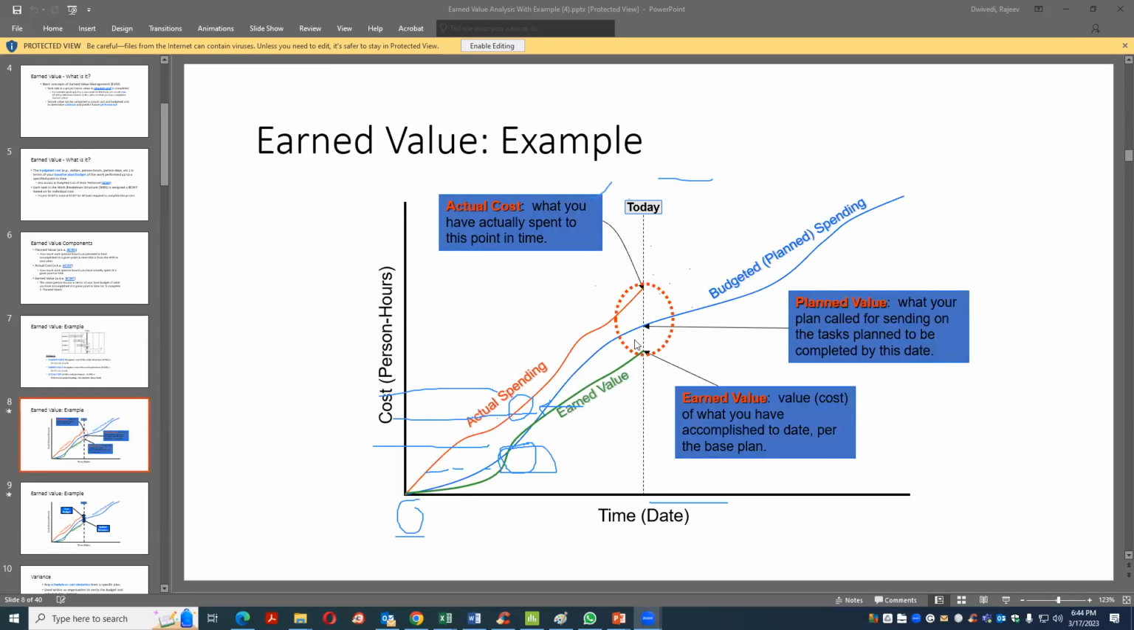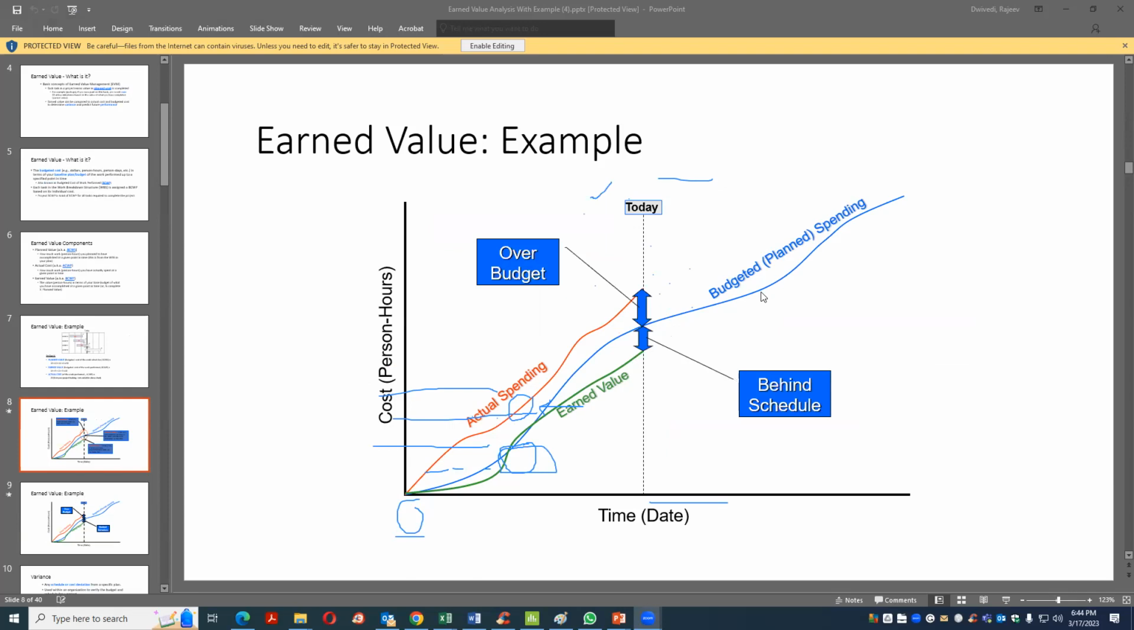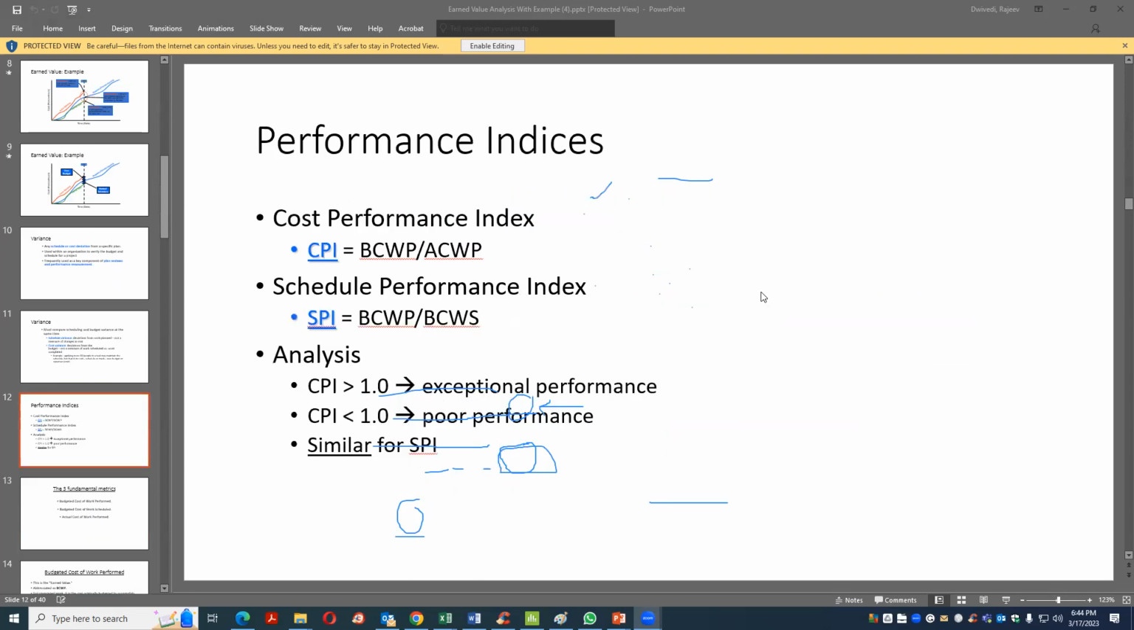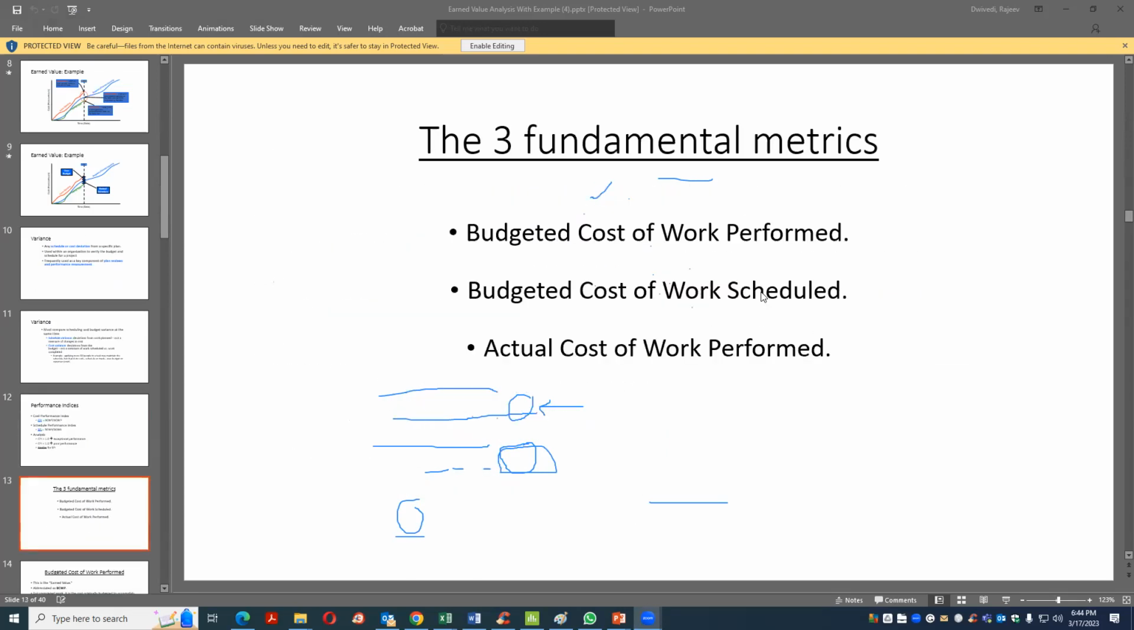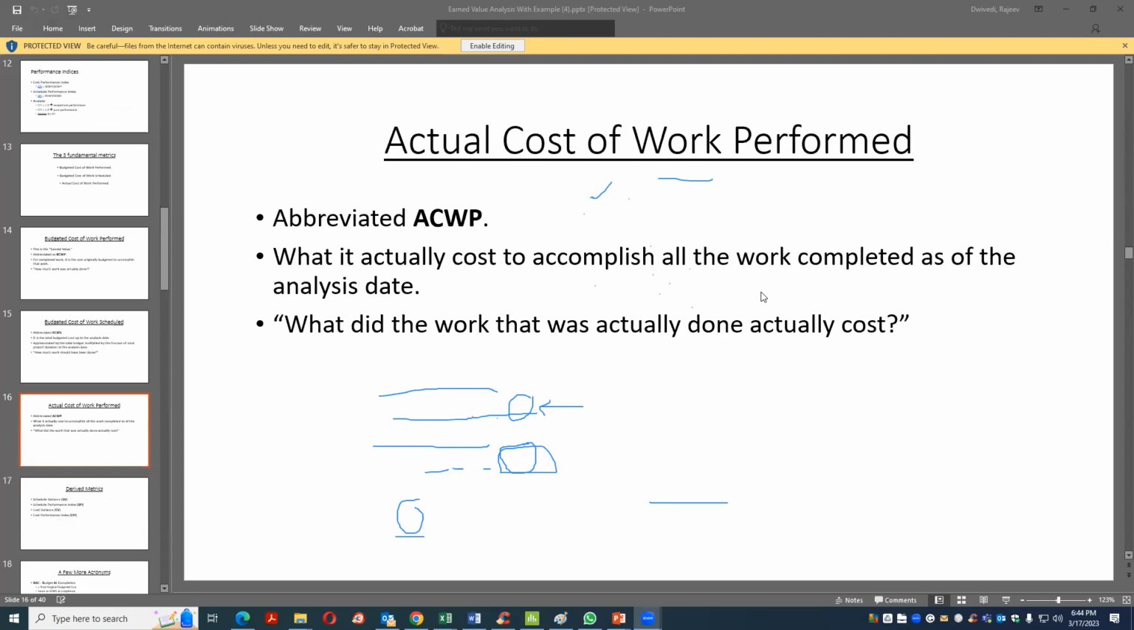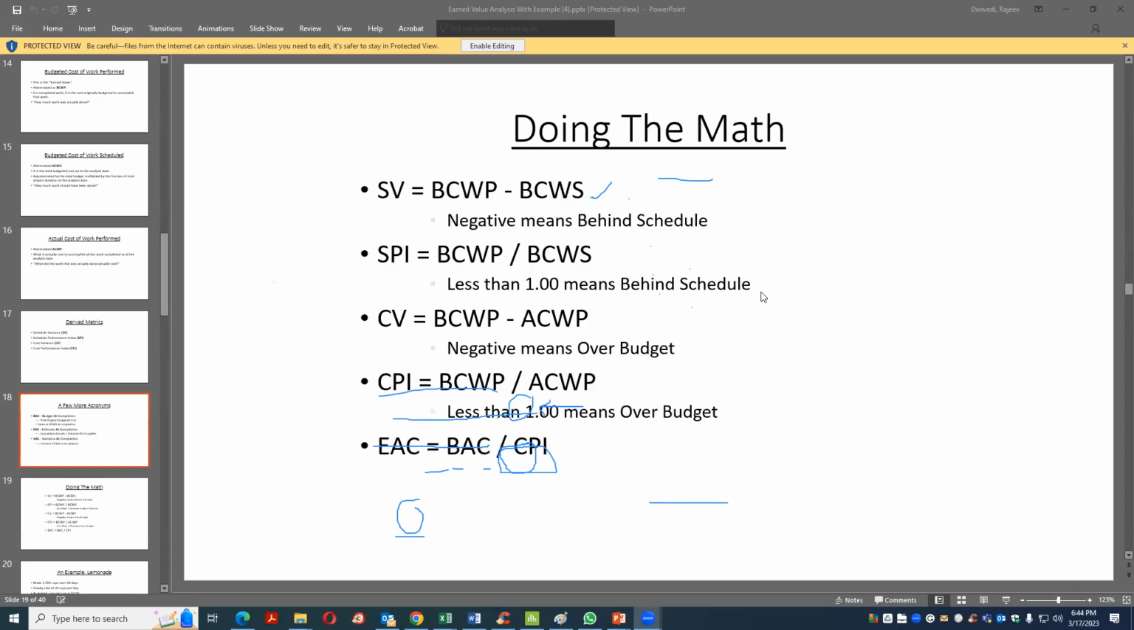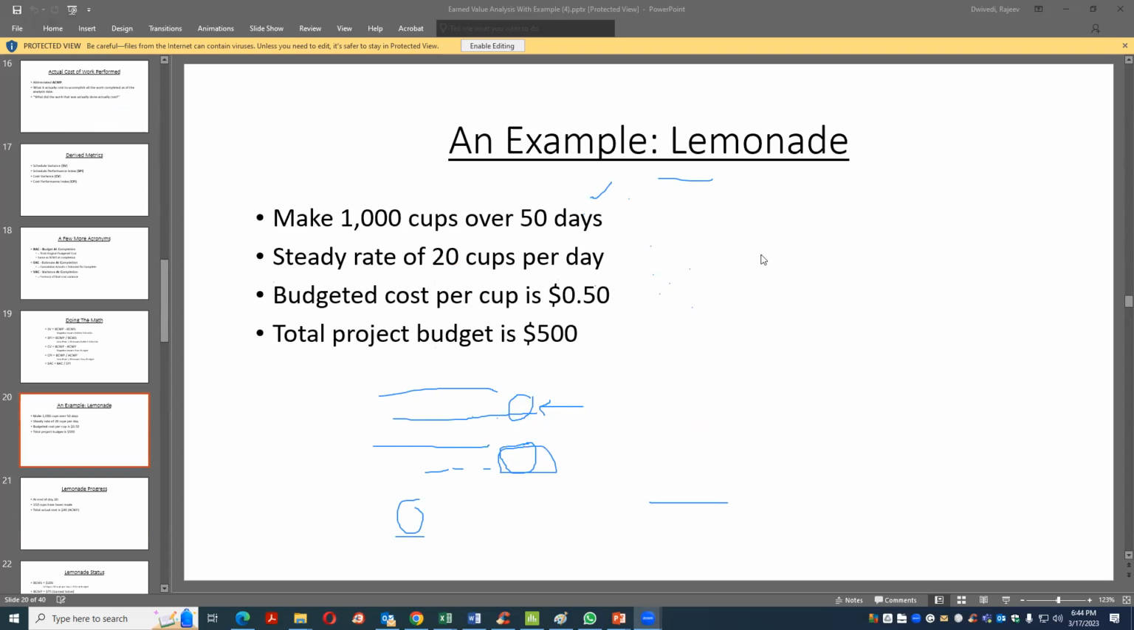So, earned value, planned value. I'm just going directly to the question. Let's say a lemonade task: make 1,000 cups over 50 days. So 1,000 cups over 50 days, that means how many cups per day? 20 cups per day. Budgeted cost per cup is 50 cents.